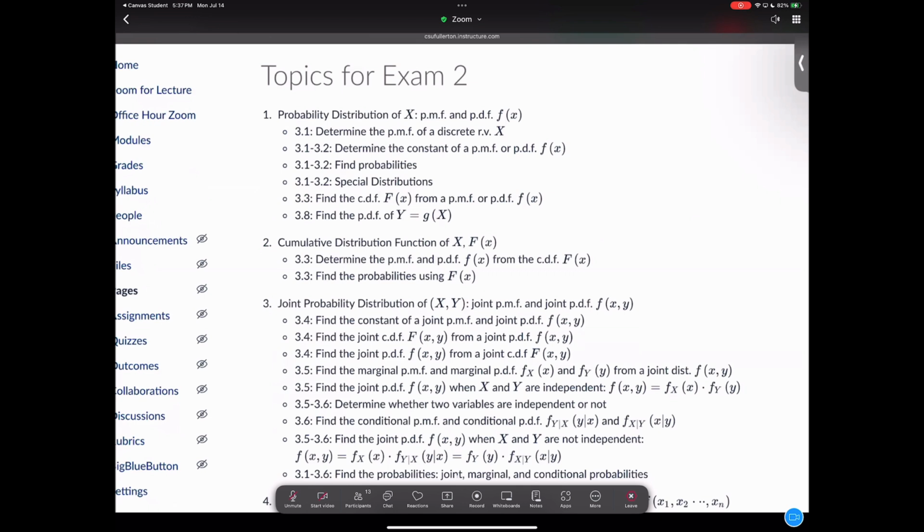All right, so as we move on, we are doing 3 point... I think we did a little bit of 3.4. So you can go through a list of things and ask yourself: do I know how to do this? Do I know how to find a constant of a joint PMF and joint PDF? Do I know how to get the CDF out of the joint PDF? These are all the questions you have to ask yourself.